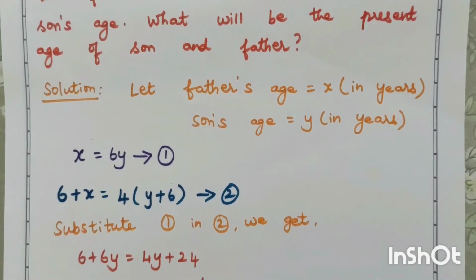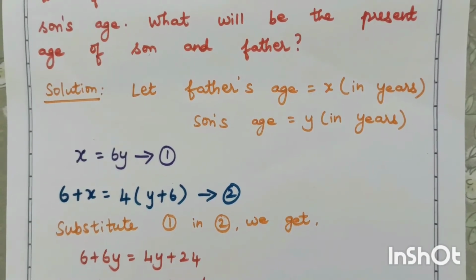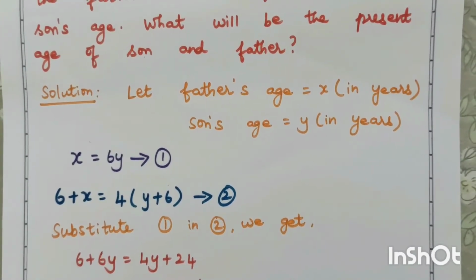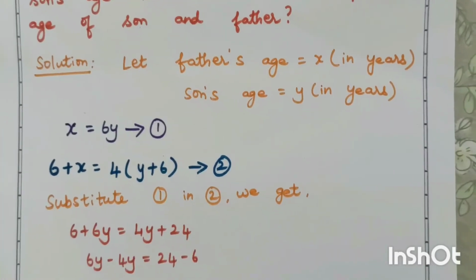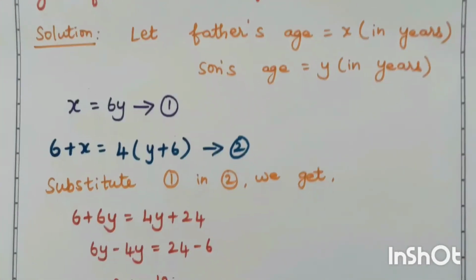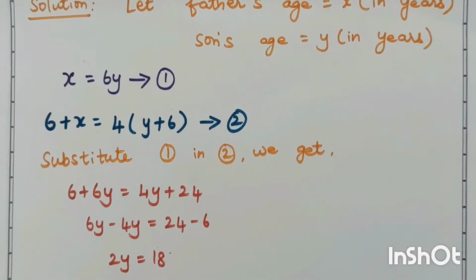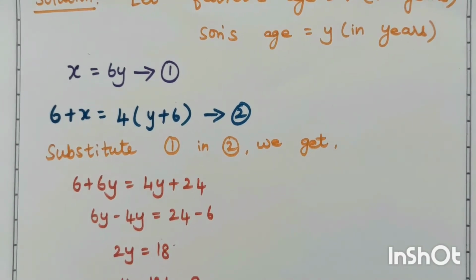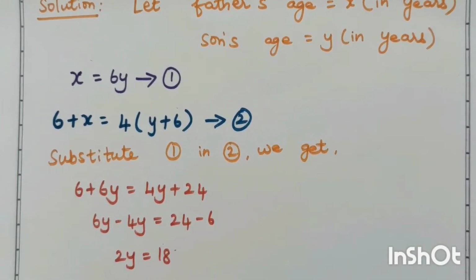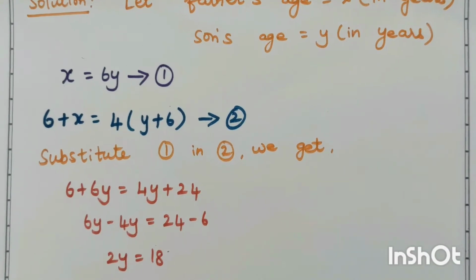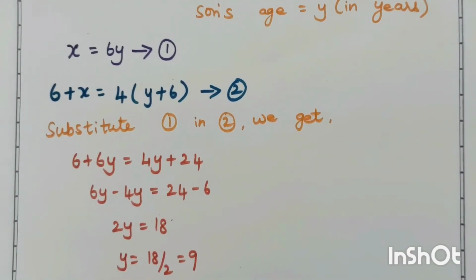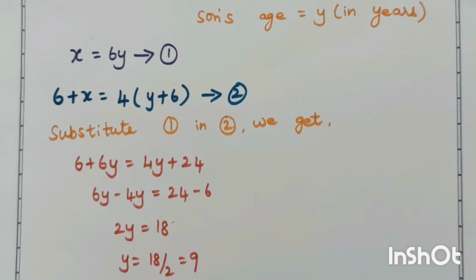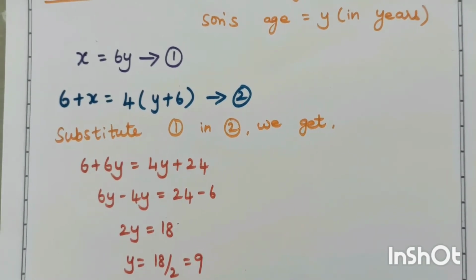So you have to bring the y terms to the left side and the constant terms to the right side. So we get 6y minus 4y is equal to 24 minus 6. So 6y minus 4y is 2y. And 24 minus 6 is 18. So 2y is equal to 18. So y is equal to 18 by 2, that is 9. So the son's age is 9 years.